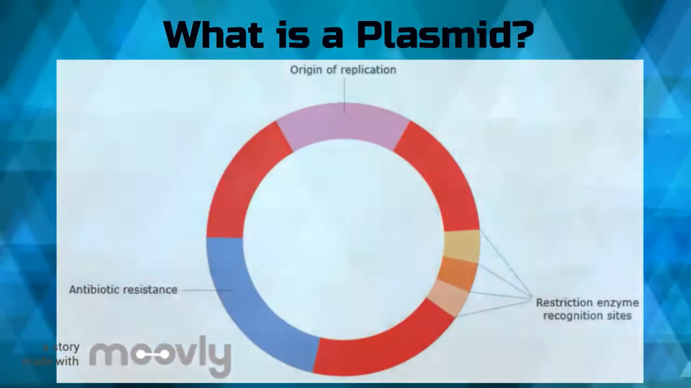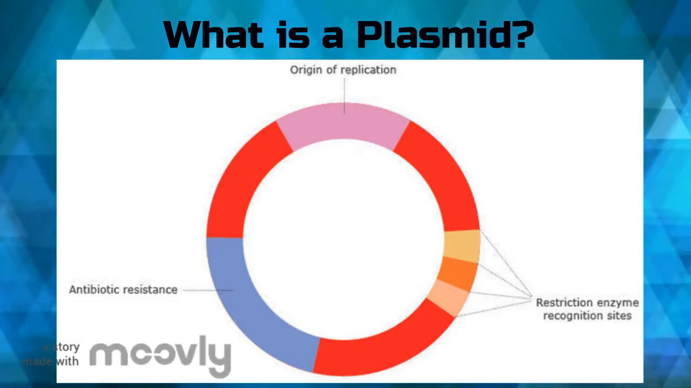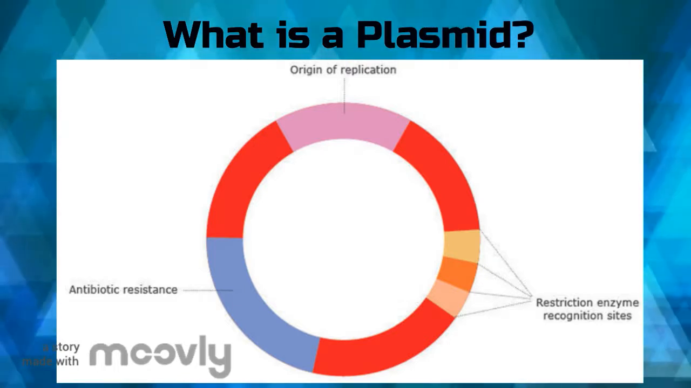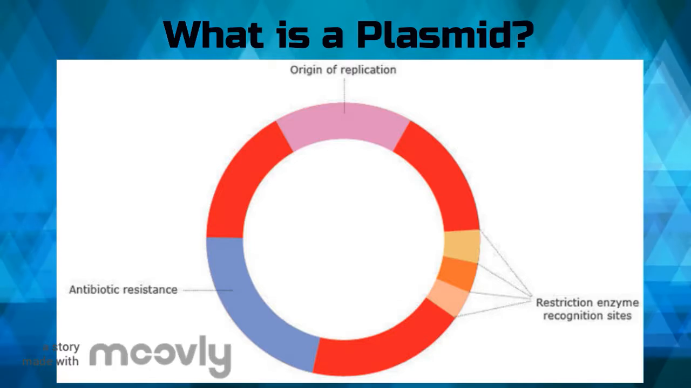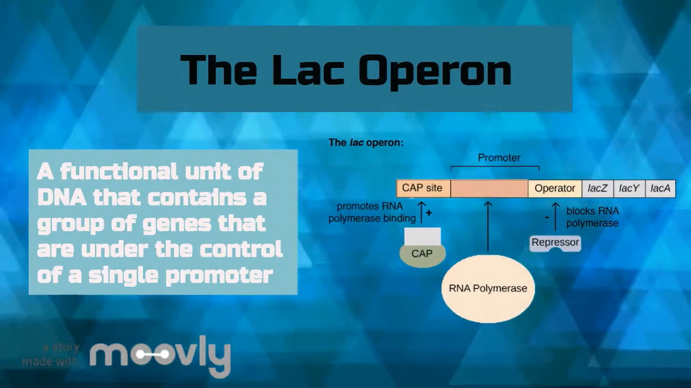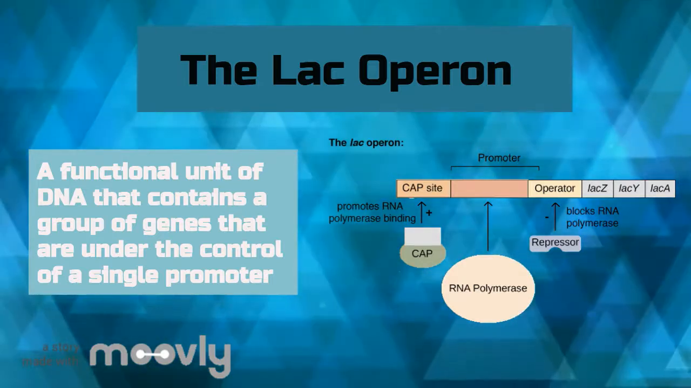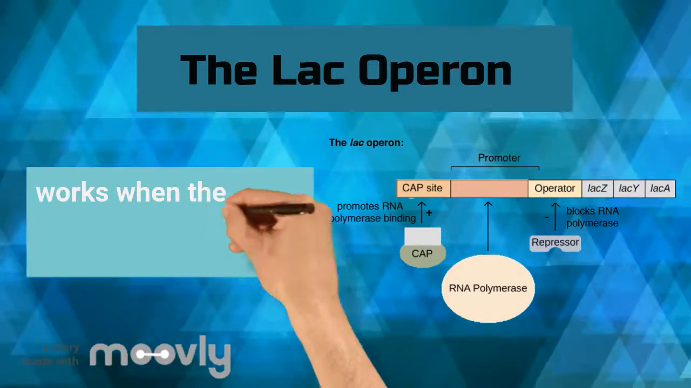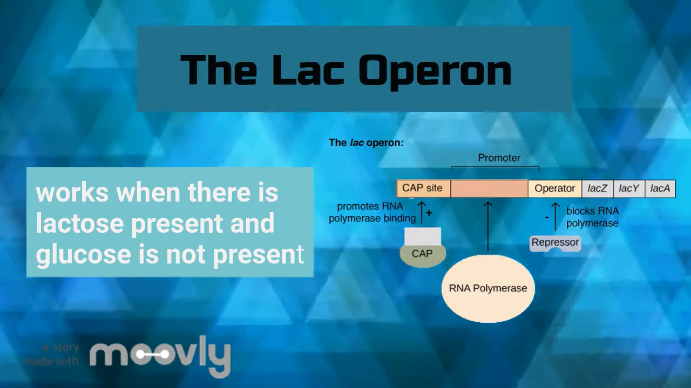Plasmids are small DNA molecules that carry foreign DNA and can replicate independently in a cell. They are considered a type of cloning vector. The lac operon is a functional unit of DNA that contains a group of genes that are under the control of a single promoter. The lac operon works when there is lactose present and glucose is absent.